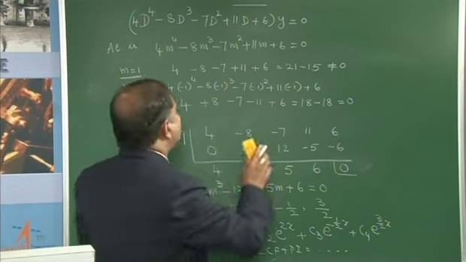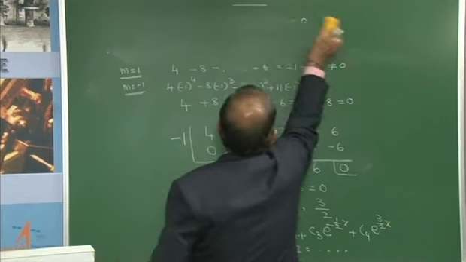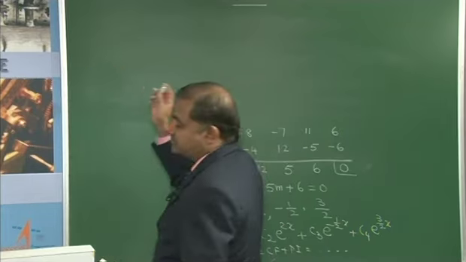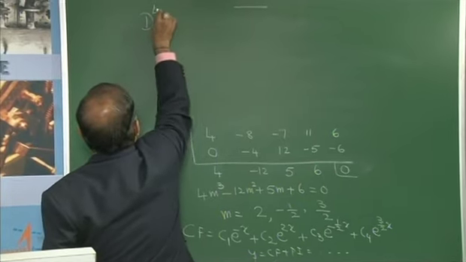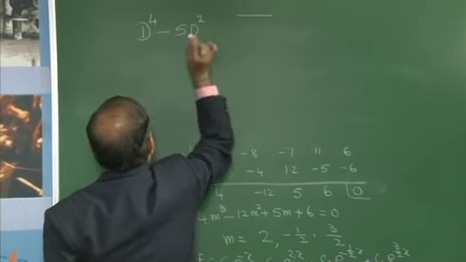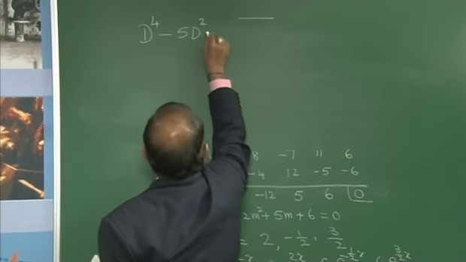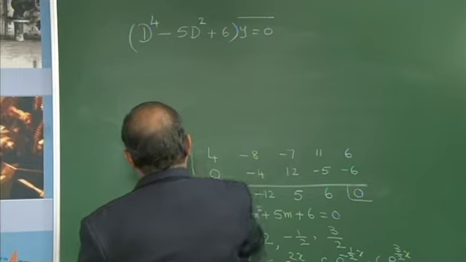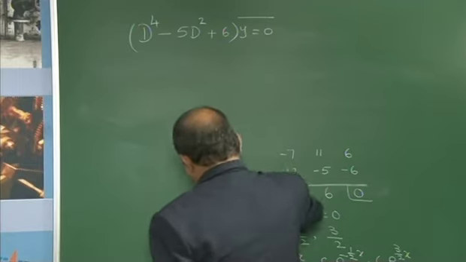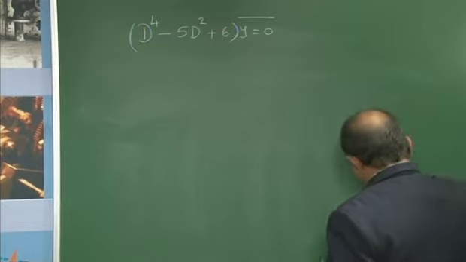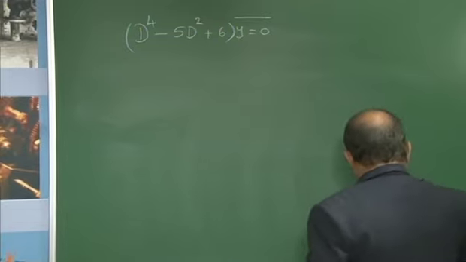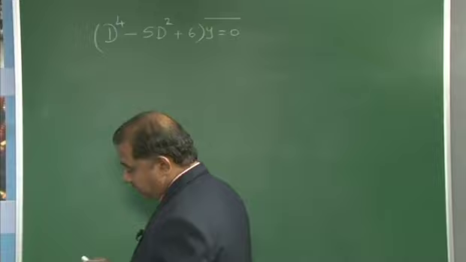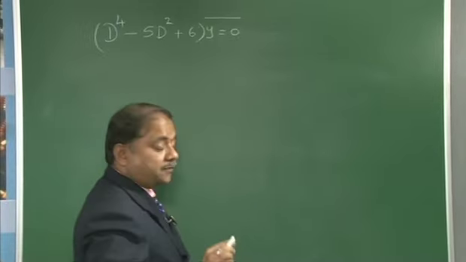Now let us take another problem. First you should understand what is the difference between the previous question and this. See the equation, d power 4 minus 5d square plus 6 into y is equal to 0. This is another kind of fourth order equation. Here we do not want any synthetic division to be adopted. We can solve the equation without using synthetic division, even though it is a fourth order equation.